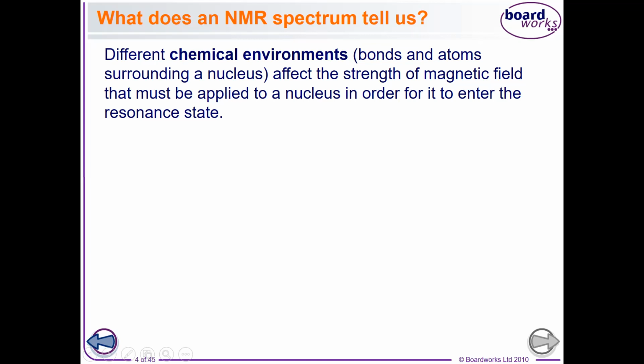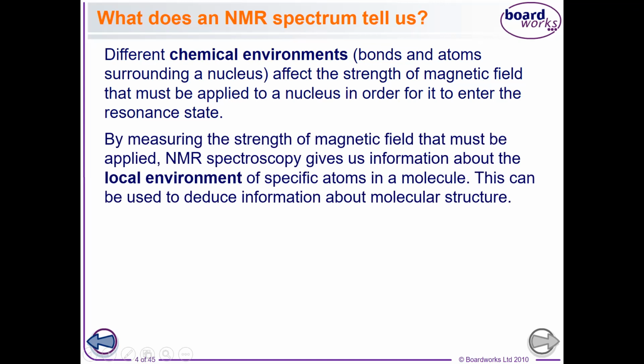Now, those bonds and atoms around them can affect the magnetic field strength that's needed to cause the nucleus to flip. If you like, it's probably best if you think of it in terms of the electrons in those bonds and atoms that surround the nucleus. Those electrons are, like the nucleus, spinning charged particles. They will generate a magnetic field. It just so happens that the magnetic field the electrons generate is in opposition to the magnetic field which is applied. So effectively, they shield the nucleus from the external magnetic field.